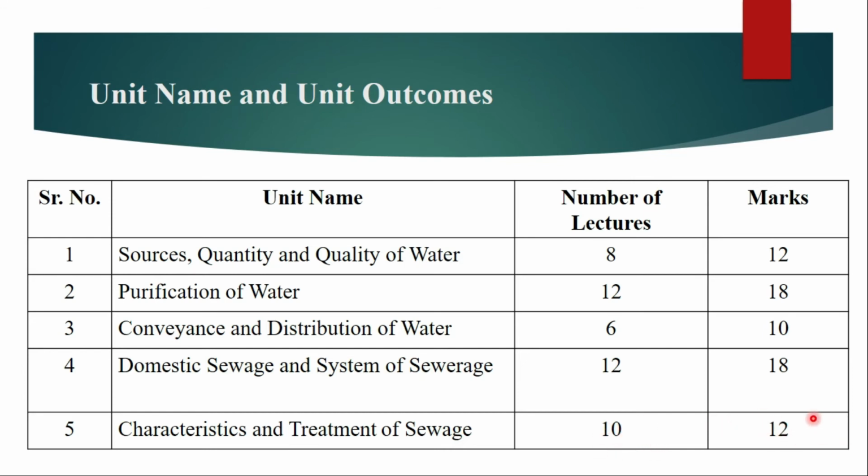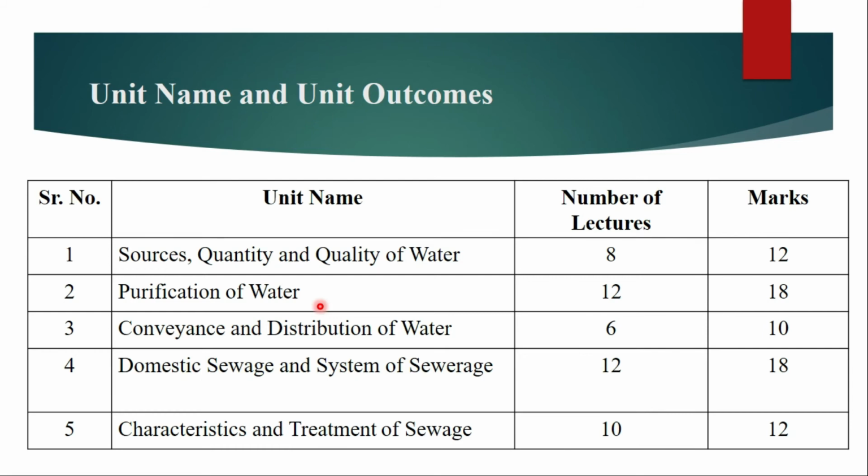Out of these 5 chapters, first chapter is a little bit simple. Then second chapter is very interesting because it gives the idea about purification process of water. From first chapter we learn about the sources, quantity and quality of water. Then second chapter is totally based on water treatment plant or the process of water treatment plant.